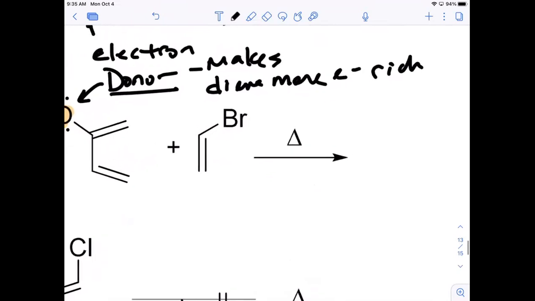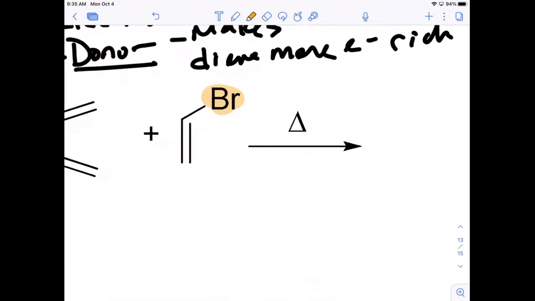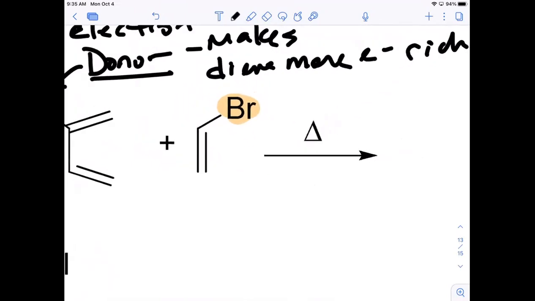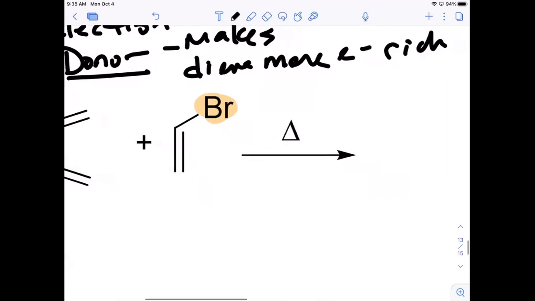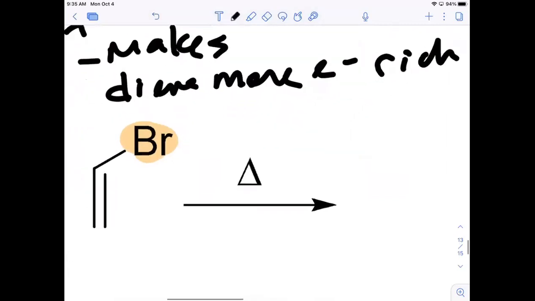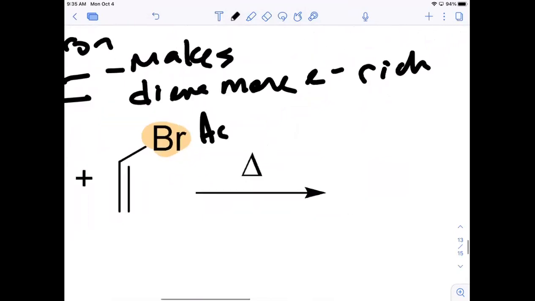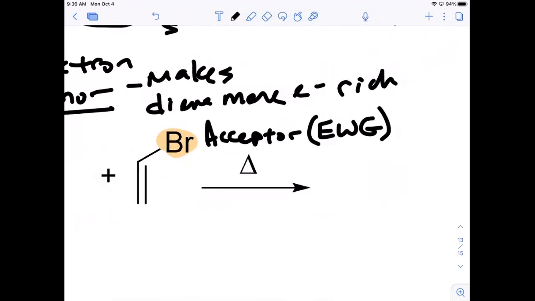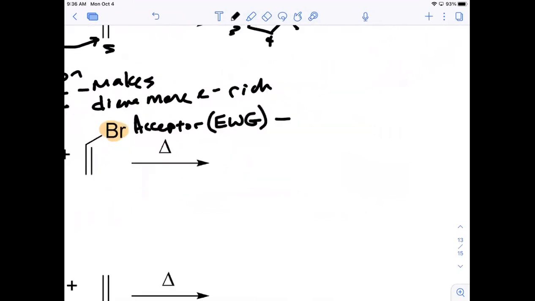By the same token, you have a halogen on your dienophile, which is an acceptor, right? Because halogens are typically high electronegativity atoms, so they pull electron density through induction. They cause induction. So when you add an electron withdrawing group, we call this an acceptor. And we can also call it an electron withdrawing group. That's going to also increase the rate because it makes the dienophile more reactive.